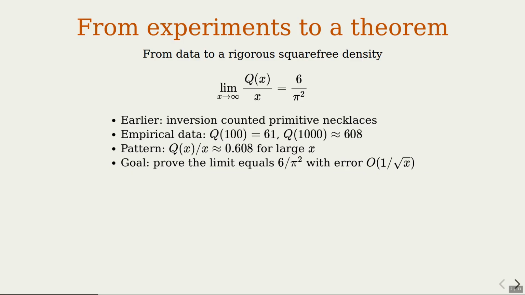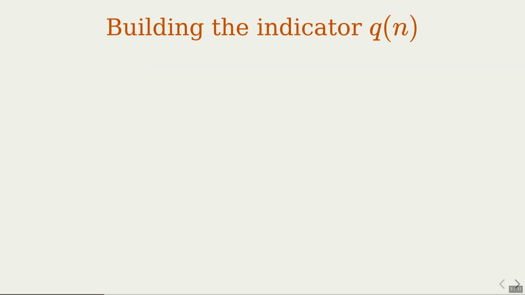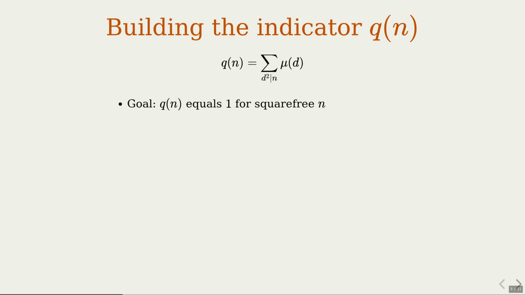To get there, we will build a clever indicator for square-free numbers and reshape the counting problem into a sum we can analyze. A classic trick in counting problems is to build a 0-1 indicator that fires exactly when the property we care about holds. So for us, that property is that n is square-free. Here is the definition. For each integer n, Q of n is the sum of mu of d over all d whose square divides n. We design Q so that it outputs 1 exactly when n has no repeated prime factors, meaning n is square-free.